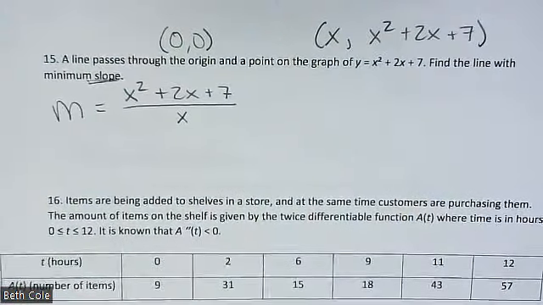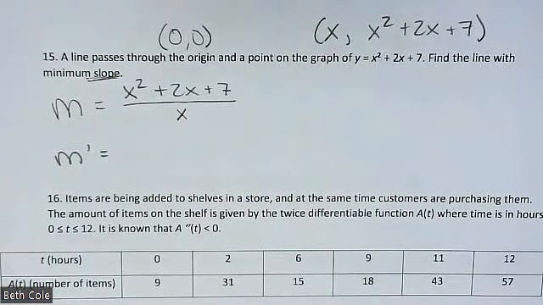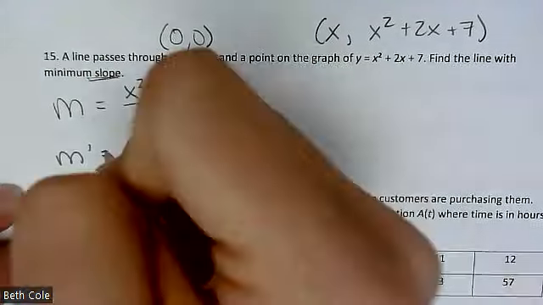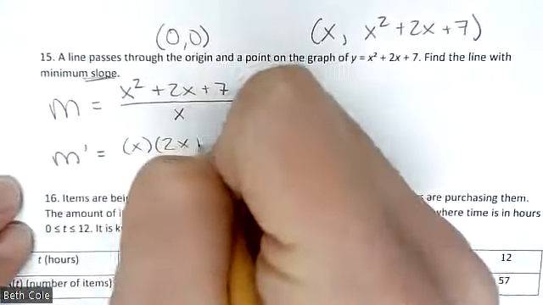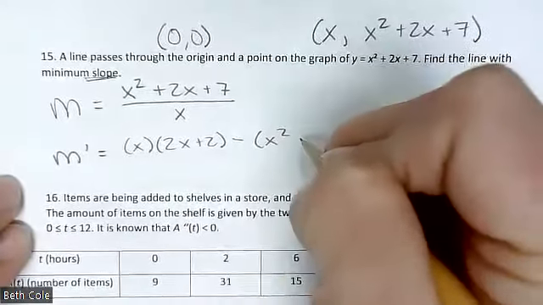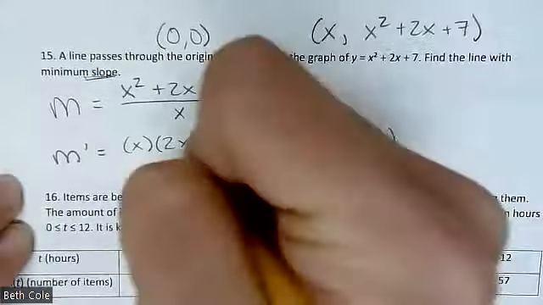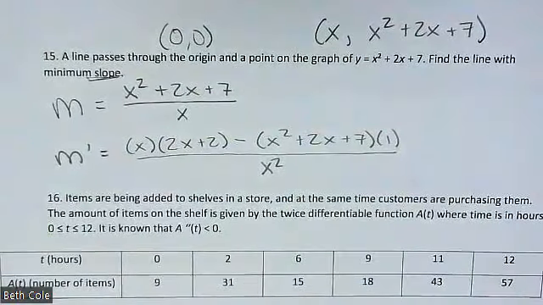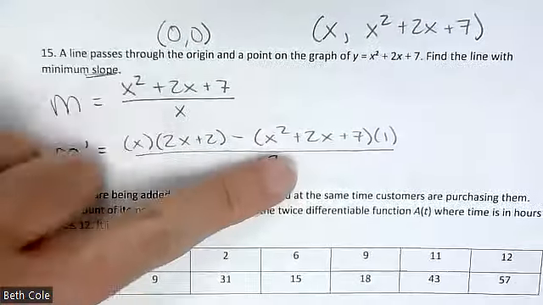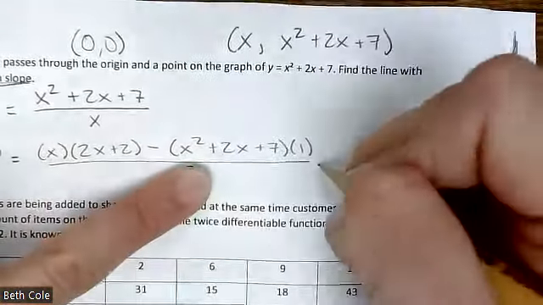All right, critical points. Our derivative equals 0. So what rule do you need for this derivative? Quotient rule. How does quotient rule start? Bottom times derivative of the top, 2x plus 2, minus top times derivative of the bottom, which is just x, so that's 1, and then it's over bottom squared. Good, perfect. We actually don't need this part. We're just going to set the numerator equal to 0.